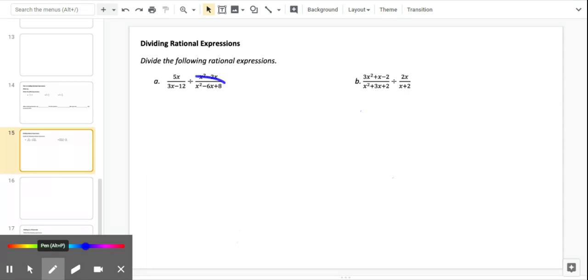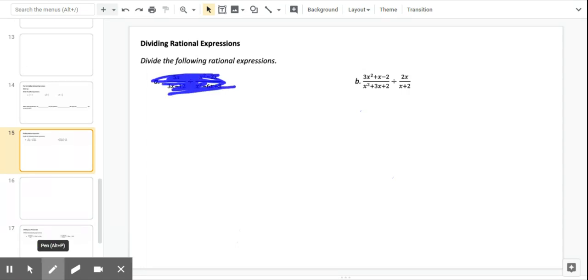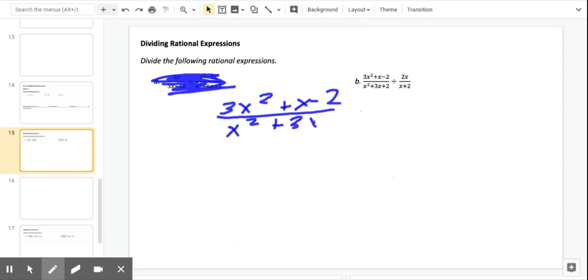Now we're doing part B, so we'll cross out A so we don't get confused. So we're doing B now. The first fraction is 3x squared plus x minus 2 over x squared plus 3x plus 2, times x plus 2 over 2x.